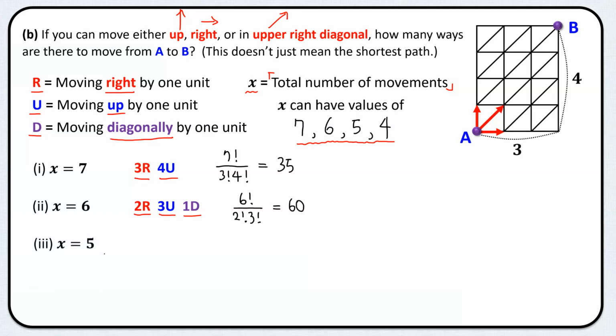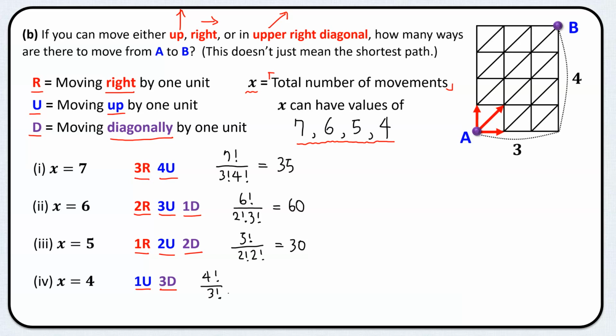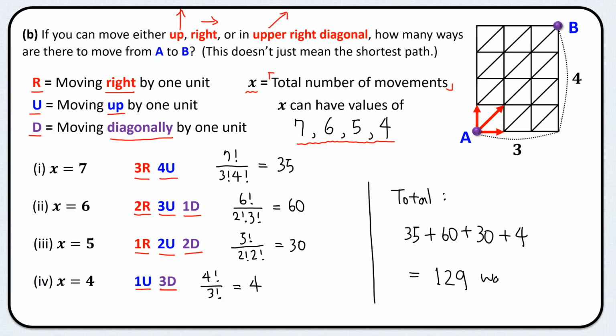Next, X equals 5. This corresponds to moving right once, up twice, and diagonally twice. Hence, we have 5 factorial divided by 2 factorial 2 factorial, which is 30 ways. And finally, X equals 4. This corresponds to moving up once and diagonally 3 times. So we have 4 factorial divided by 3 factorial, hence 4 ways. Therefore, the total number of ways is 35 plus 60 plus 30 plus 4, which is 129 ways.